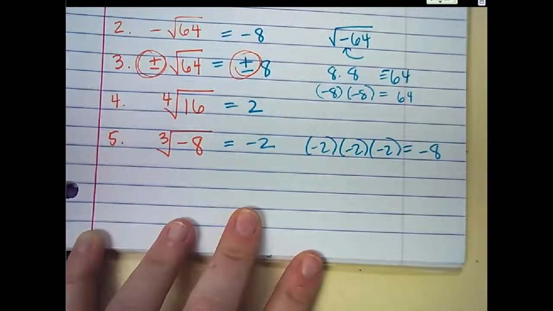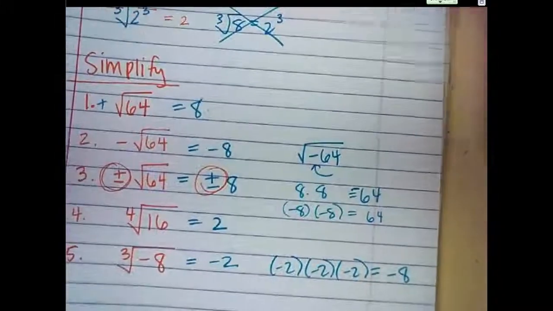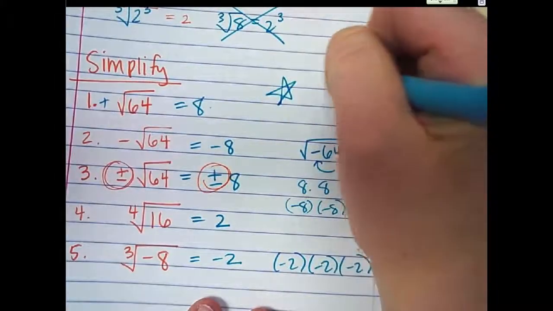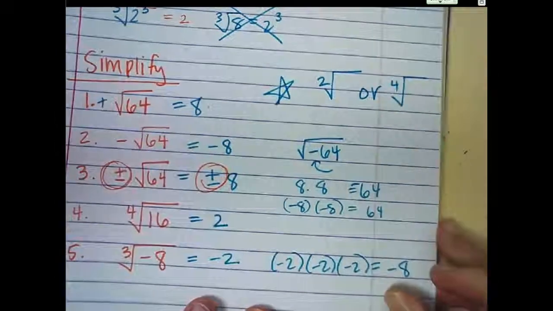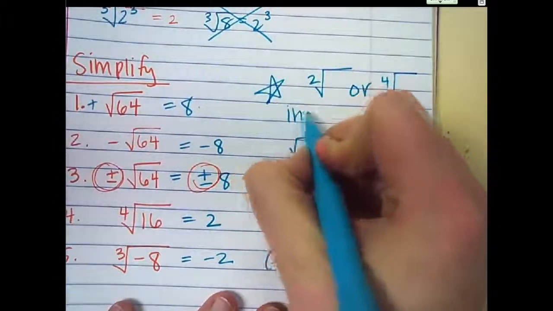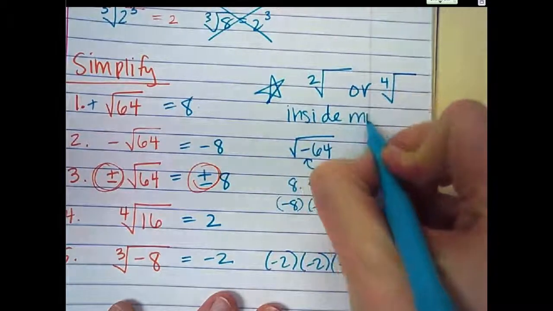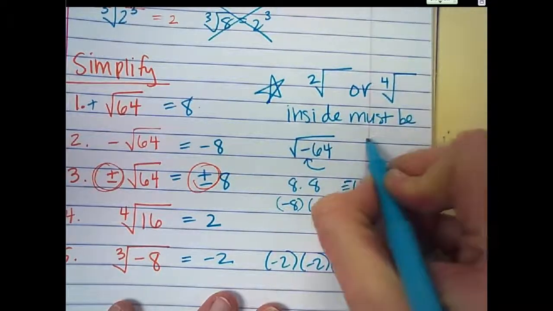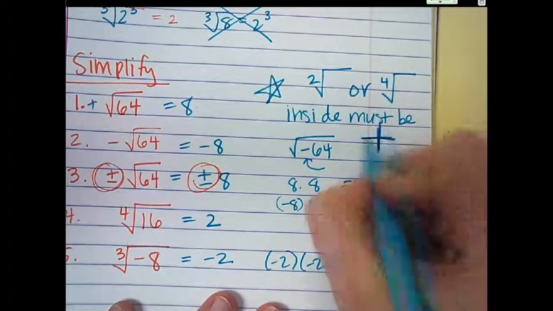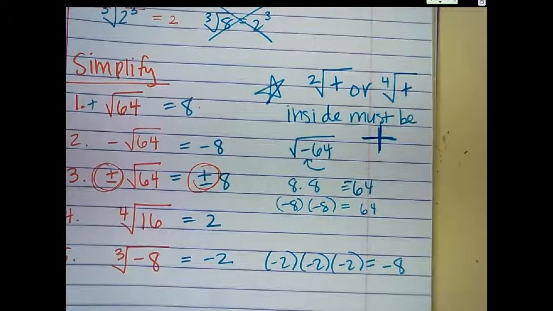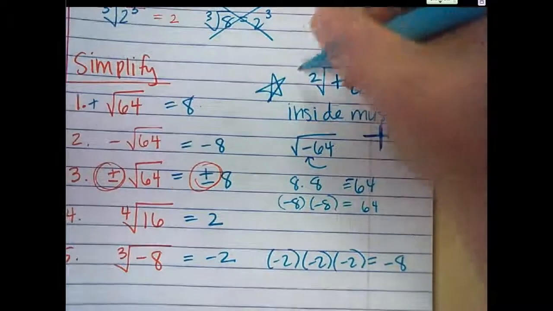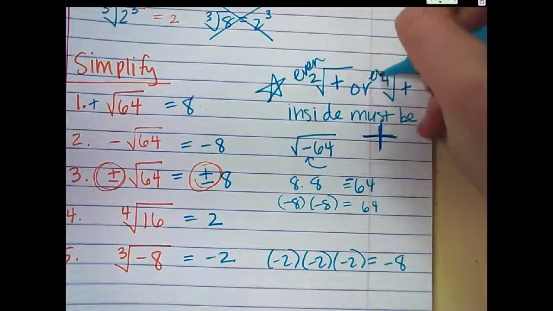So when you have an even root, I want you to write this on your paper. If you have a square root or a fourth root, the inside has to be positive. Inside must be, I just make a big plus sign, positive. So you have to have a positive in here and a positive in here. If you have a cube root or a fifth root and a negative, you can do that, that's fine. But when it's even out here, it has to be positive.